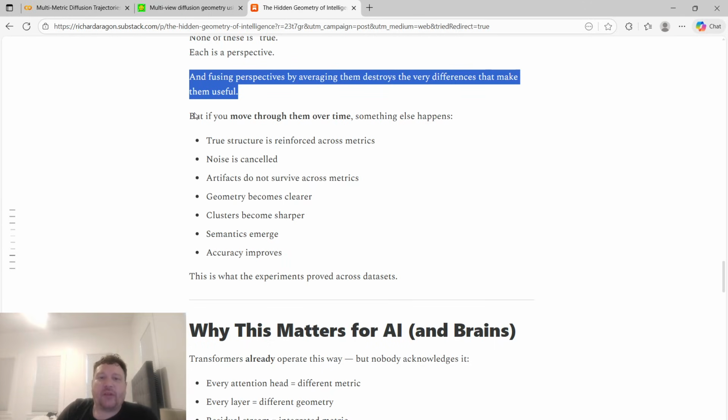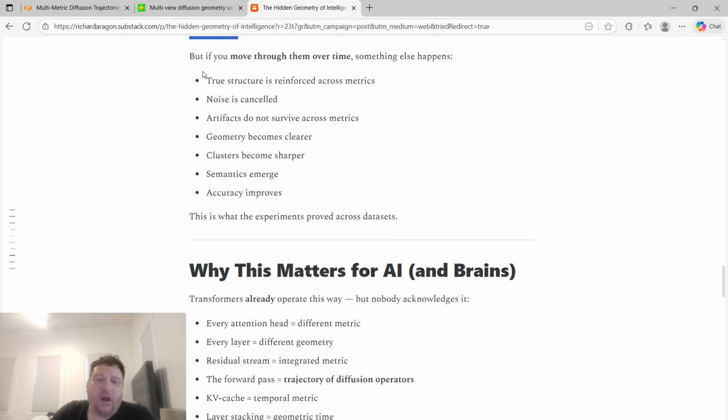You get true structure that's reinforced across metrics, noise is canceled, artifacts do not survive across metrics, geometry becomes clear, clusters become sharper, semantics emerge, and accuracy improves. This is what the experiments proved across the data sets.